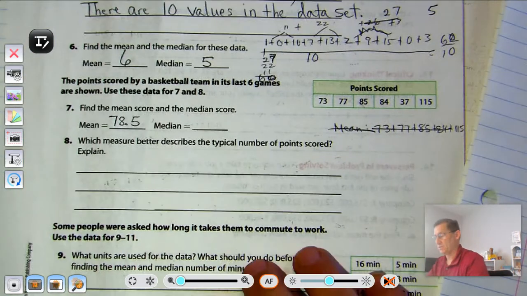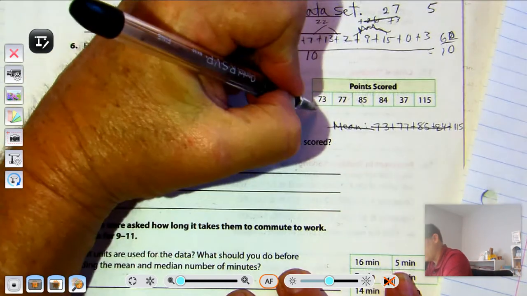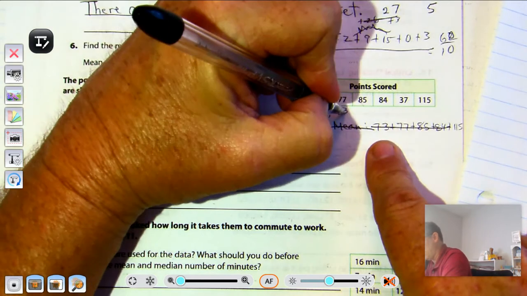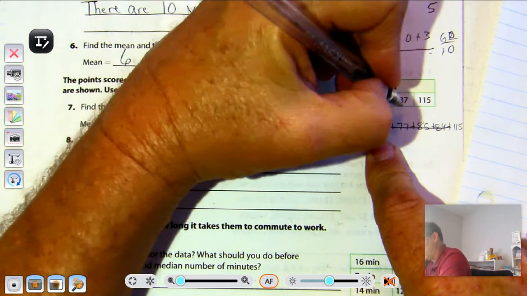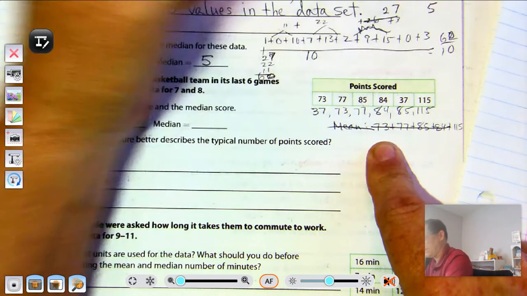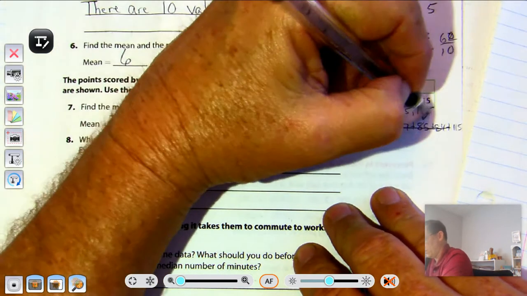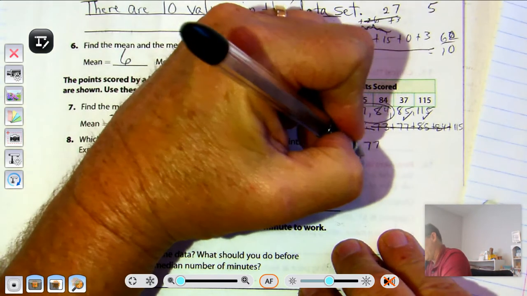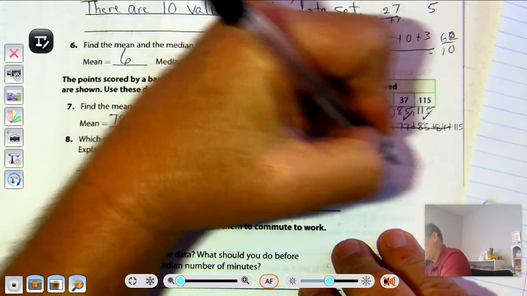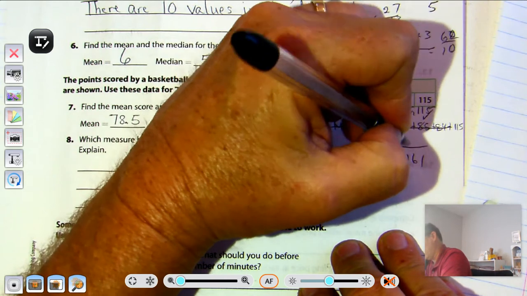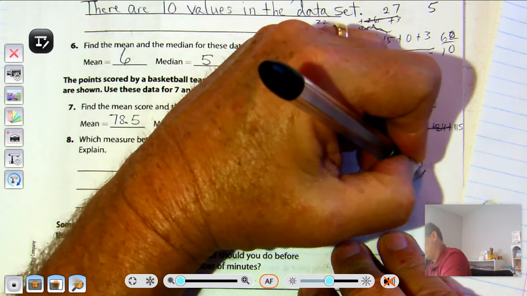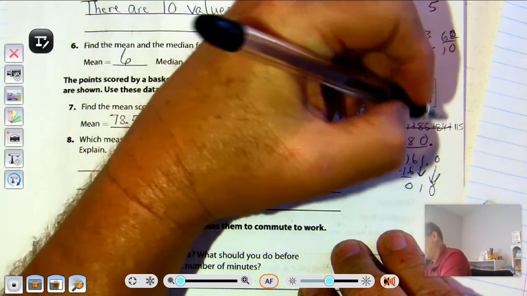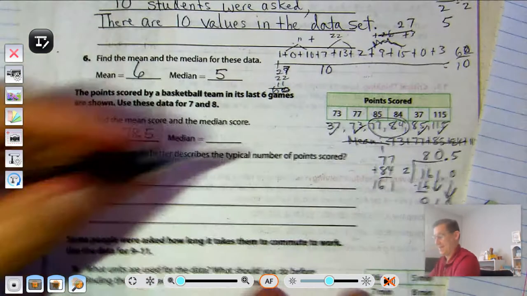And our median, well, let's just put the numbers in order. So we have 37, 73, 77, 84, 85, 115. Work your way towards the middle. We have 2 values in the middle, 77 and 84. 161. 80 and a half.